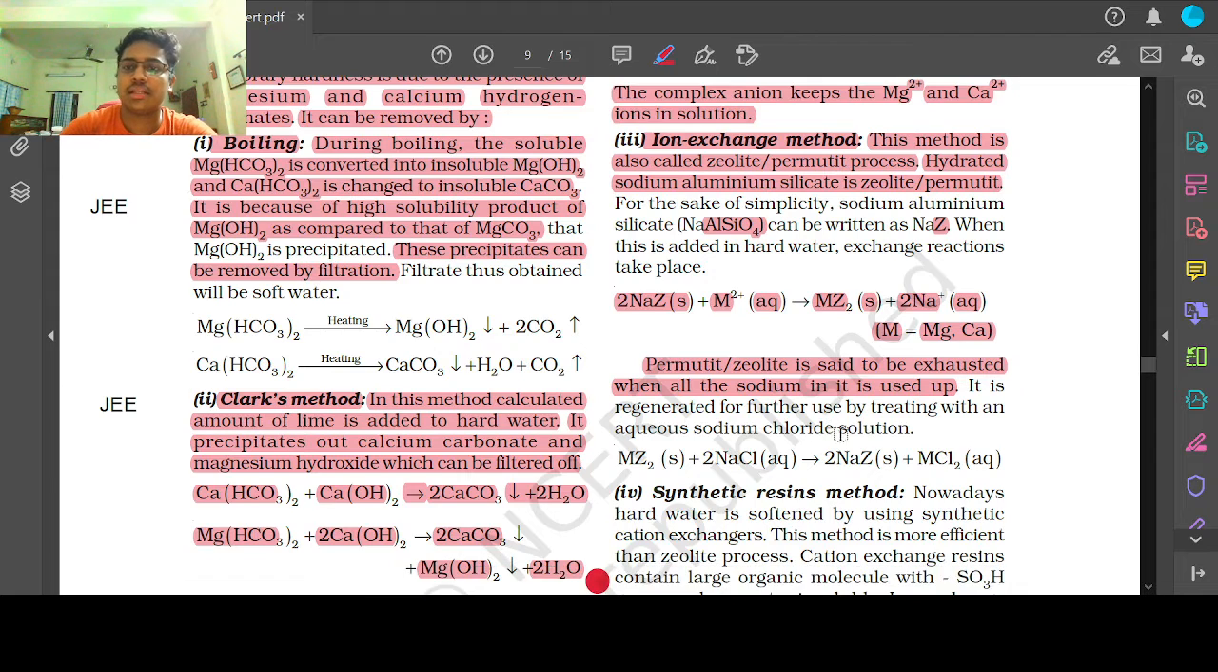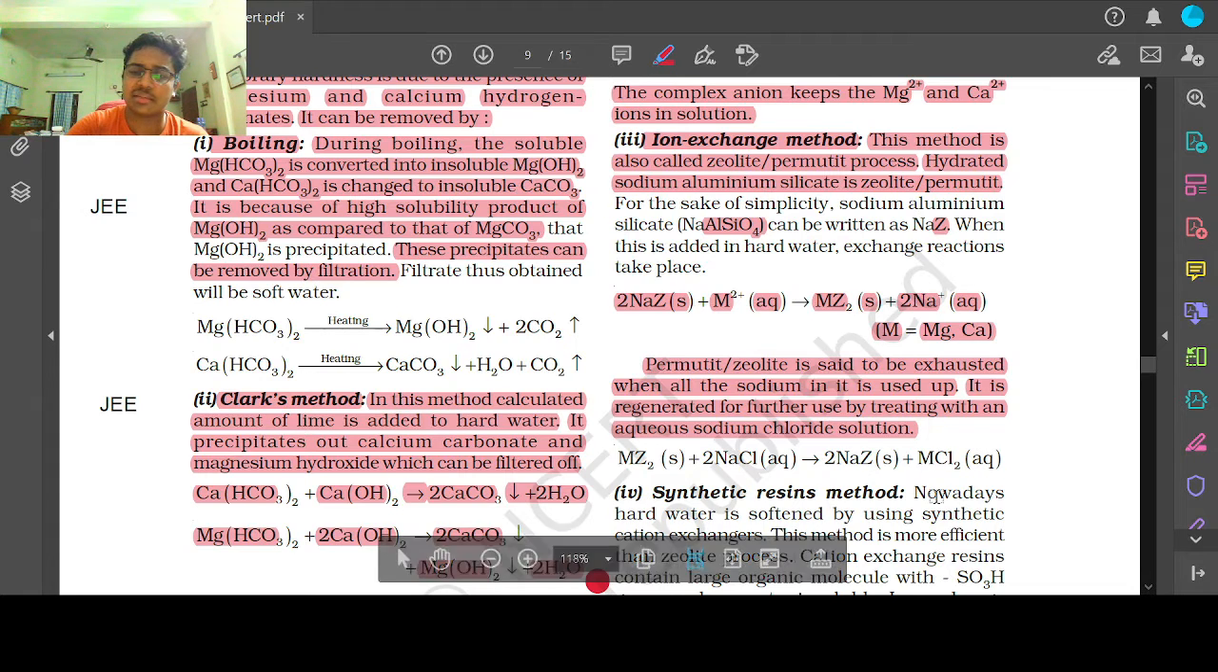It is regenerated for further use by treating with an aqueous solution of sodium chloride. You might get a question in the board exam on how zeolite is regenerated. Here we form this compound, MZ2, that is MgZ2 or CaZ2. This compound, when it reacts with aqueous sodium chloride solution NaCl, gives NaZ plus MCl2, like calcium chloride and magnesium chloride. And the zeolite or permutit is again regenerated.